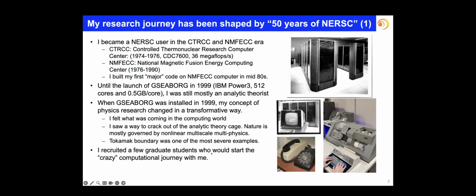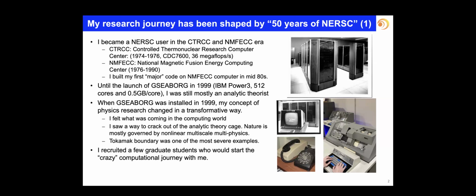Allow me to present a few wordy slides because I really would like to explain how my research journey has been shaped by 50 years of NERSC. I became a NERSC user in the CTRCC and MFECC era. Many of you may not remember this, but the CTRCC was the Controlled Thermonuclear Research Computer Center between 1974 and 76.